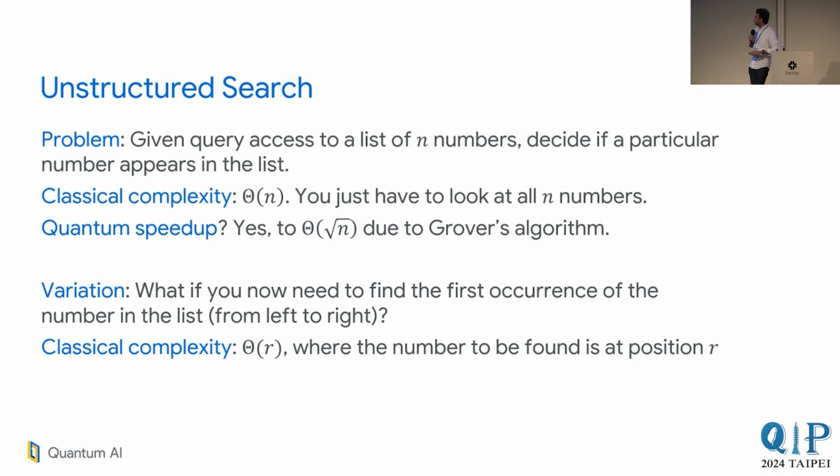Maybe let's do an audience poll. What do people think? Can you quadratically speed this up on a quantum computer? Can you get a root r algorithm? How many people think yes, you can get a quadratic speedup? Good. Some people said yes. And what about no? Roughly the same number of people said no. Okay, good. The audience poll is 50-50 on this one.